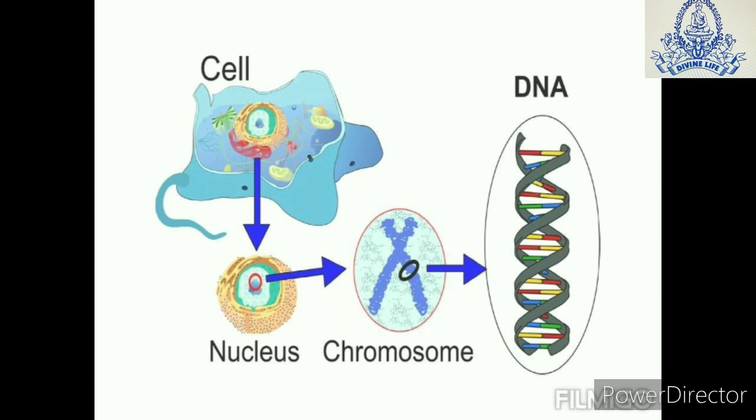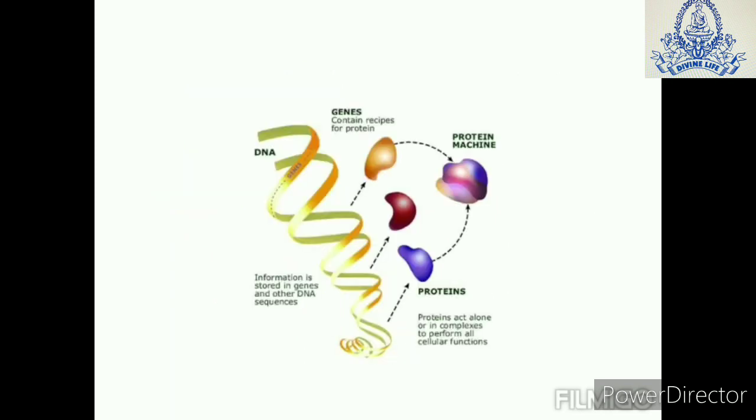See the figure which is given. Can you see it? Here the cell is given, nucleus, chromosome, and lastly see the structure of the DNA. Here the functional segment is known as the genes. Can you see the genes? Now these genes contain the information which is to be passed on. See where the protein is there. The protein here acts alone or in combination to perform all the cellular functions.